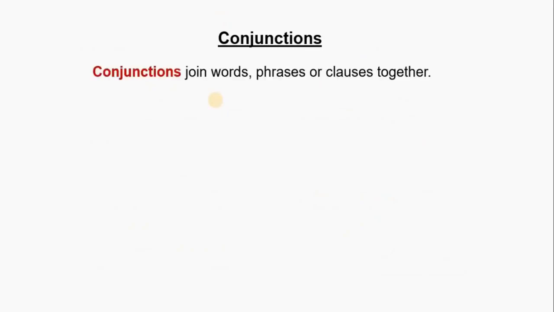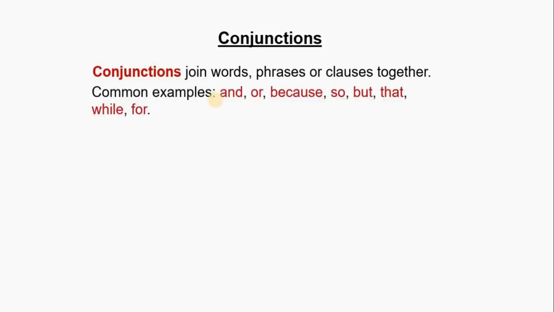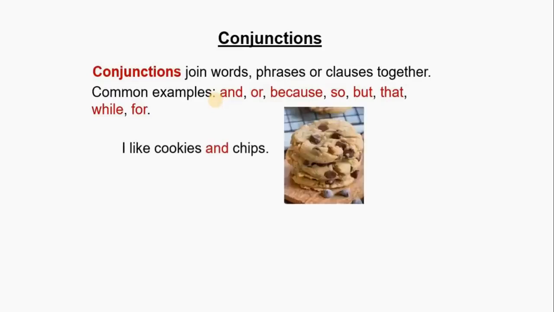Conjunctions. They join words, phrases, or clauses together. Common examples of conjunctions are and, or, because, so, but, that, while, for. And of course, there are many others. For example, I like cookies and chips. So the conjunction and is joining together the words cookies with chips.